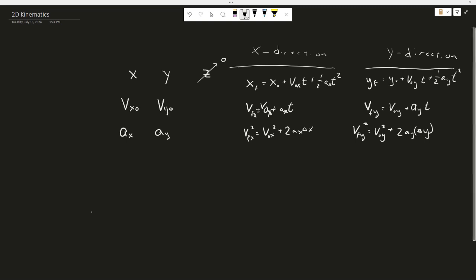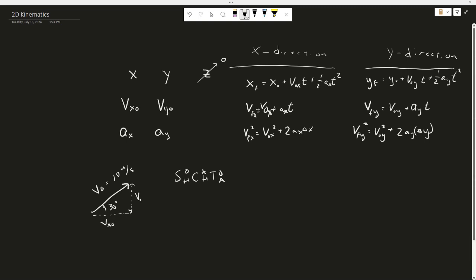So let's say I have something like a V initial equal to 10 meters per second at 30 degrees above the horizontal. Well, what that means is I'll have to use SOHCAHTOA to break this apart into its v naught x and v naught y. So if I break it up into v x naught and v naught y, let's just make this v naught x.